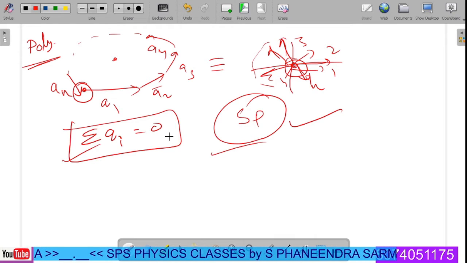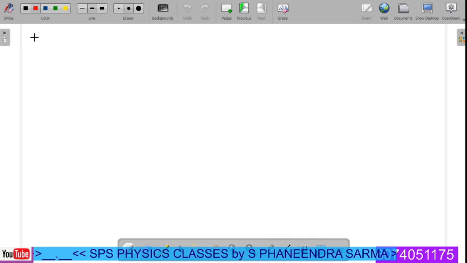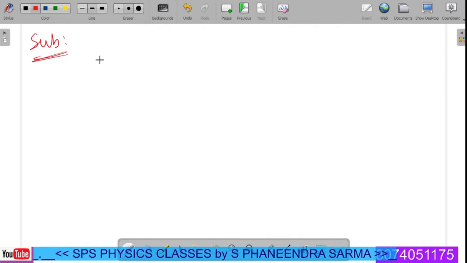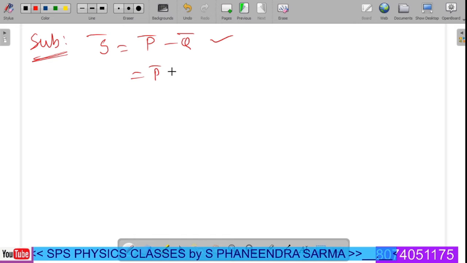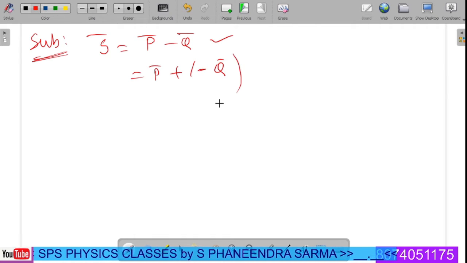Now, let us consider the next concept, that is subtraction of vectors. Subtraction of vectors means S is equal to P bar minus Q bar, which is also equal to P bar plus of minus Q bar. This is called subtraction of vectors.